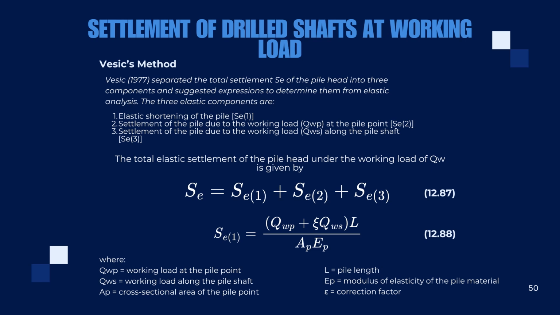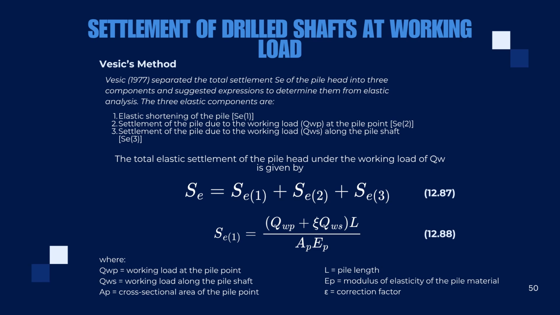So in settlement of drilled shafts at working load, Vesic in 1977 proposed a method that separates the total settlement into 3 elastic components, which are elastic shortening of the pile or Se1, settlement of the pile due to the working load Qwp at the pile point or Se2, and settlement of the pile due to the working load Qws along the pile shaft.